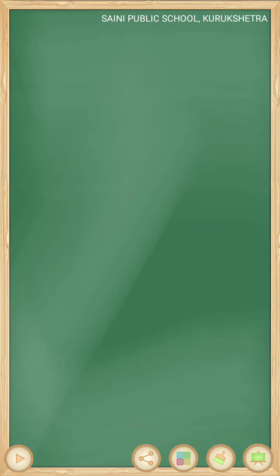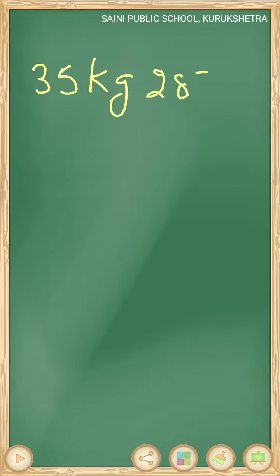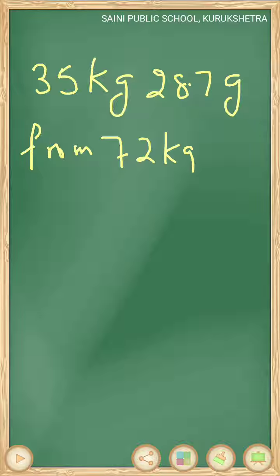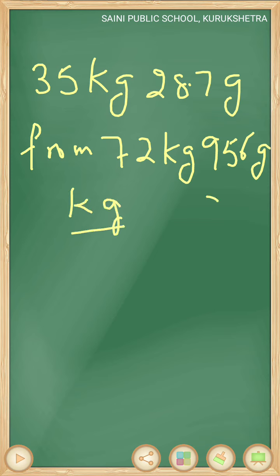Let us discuss one more example. Suppose we want to subtract 35 kilogram 287 gram from 72 kilogram 956 gram. Now first of all we will write the units, kilogram and gram.